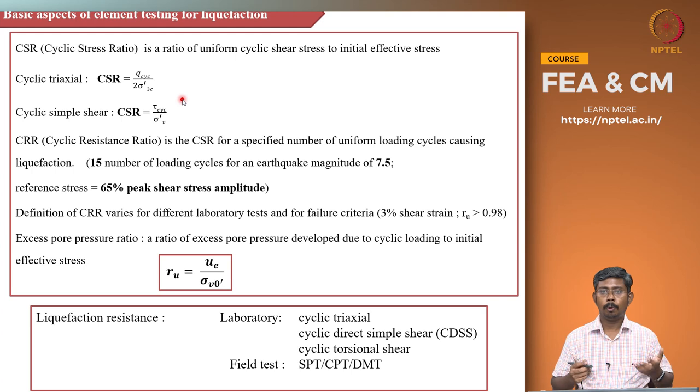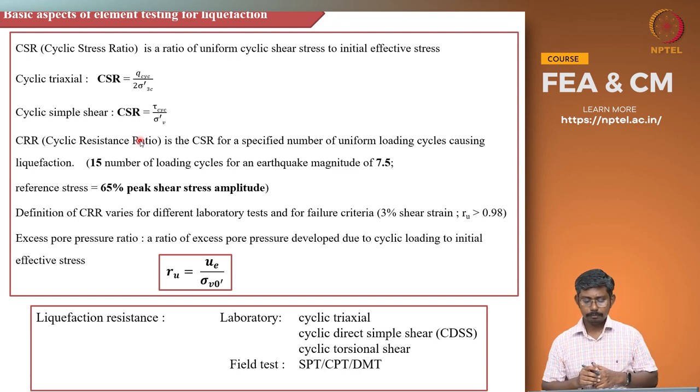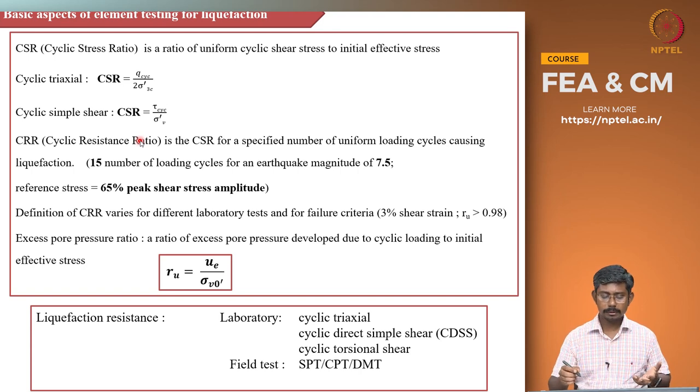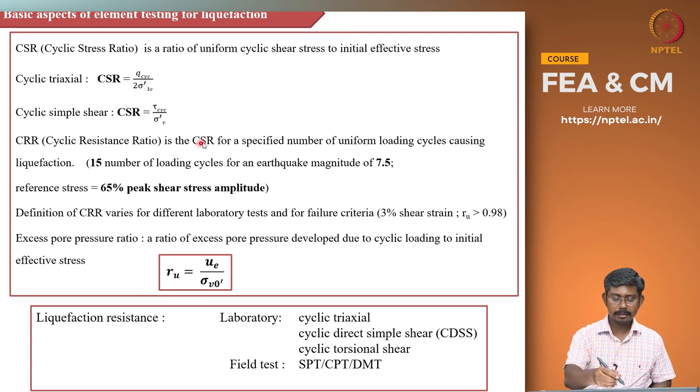And this is about the loading applied to the soil element through the laboratory tests. But coming to the characterization of the liquefaction resistance of sand, that is made in terms of cyclic resistance ratio, CRR. CRR is the cyclic stress ratio required to cause liquefaction at a specified number of uniform loading cycles. It has to be noted that it is a uniform number of loading cycles, because in the laboratory we can only apply uniform loading cycles.